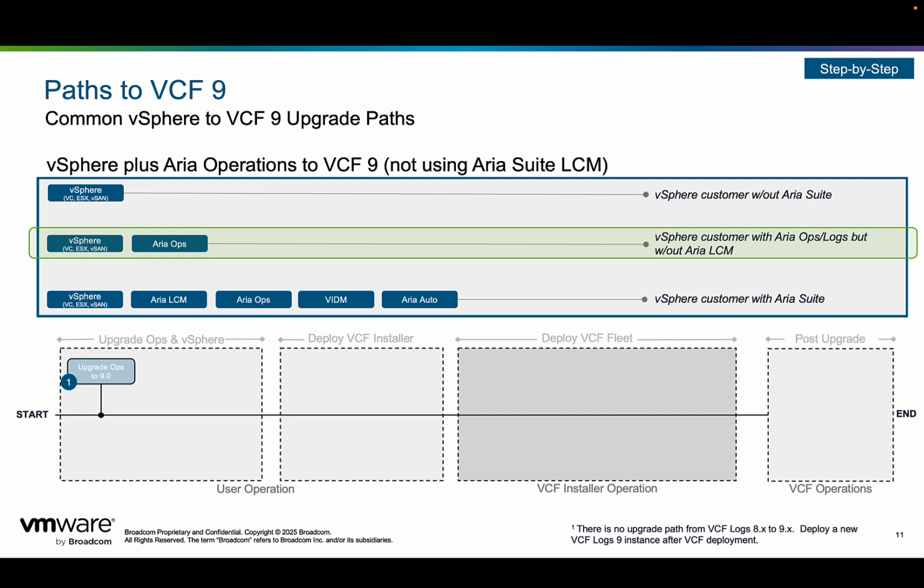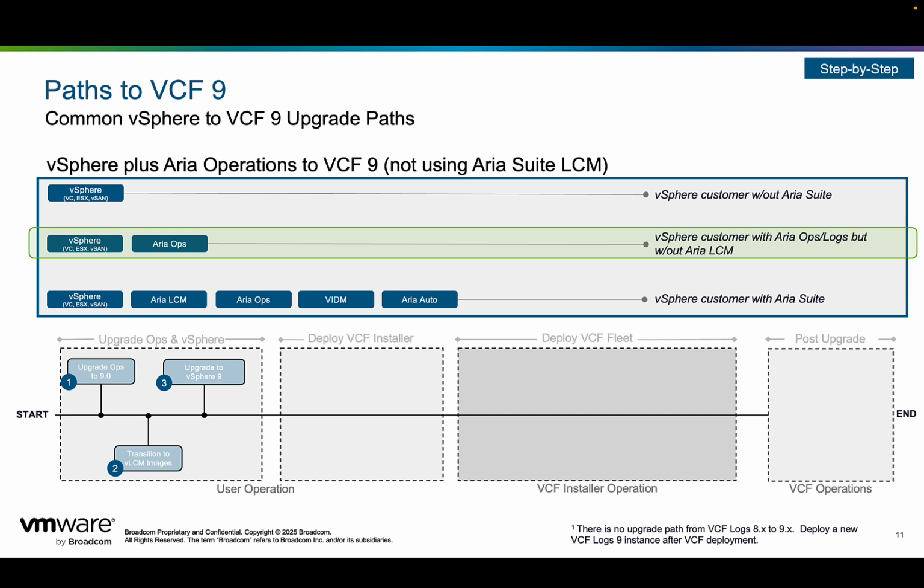The upgrade path for this customer will first entail going in and upgrading Aria Operations to VCF Operations 9.0. Once you have upgraded your operations, you will then transition your vSphere clusters to VLCM images if they're not already using VLCM images. Once you have completed your transition to VLCM images, you will then proceed to upgrade your vSphere environment. Again, this is a two-step process where you'll upgrade your vCenter server. You'll then upgrade the hosts that make up your vSphere clusters.